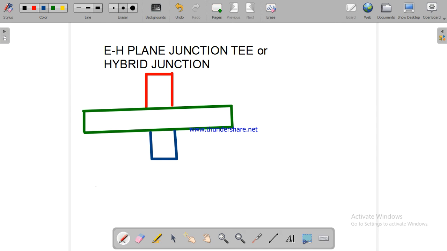E plane or H plane T have three ports, namely 1, 2 and 3. Ports 1 and 2 are called the main waveguide, or collinear arms or coplanar arms. Port 3 is the H arm, or we can also call it the side arm. Port 4 is the E arm. It is also a side arm. Okay, these are the things.